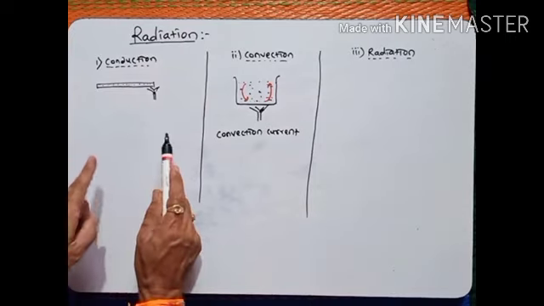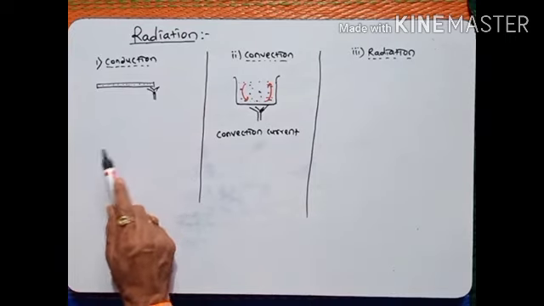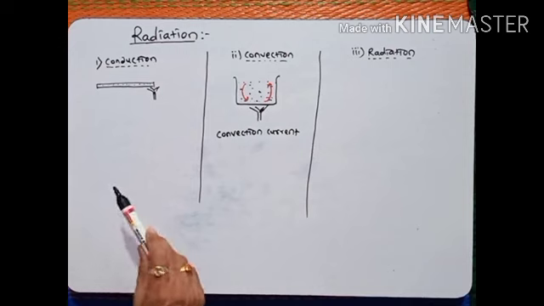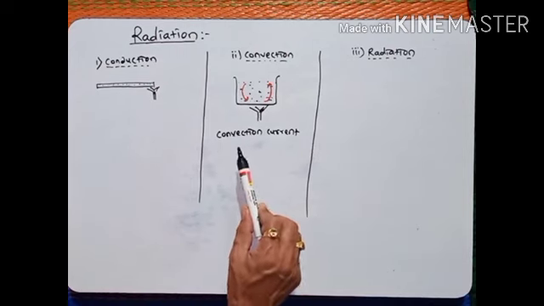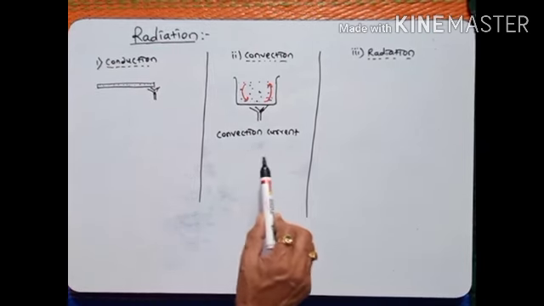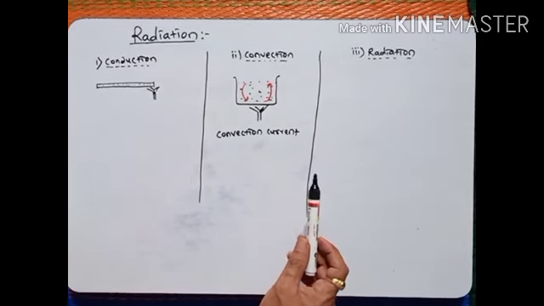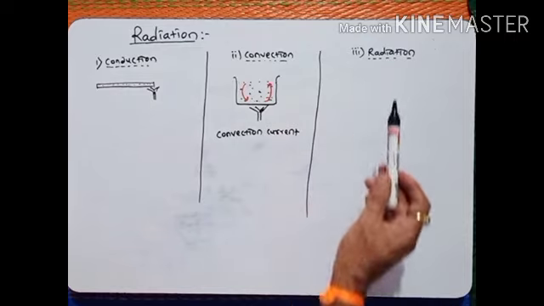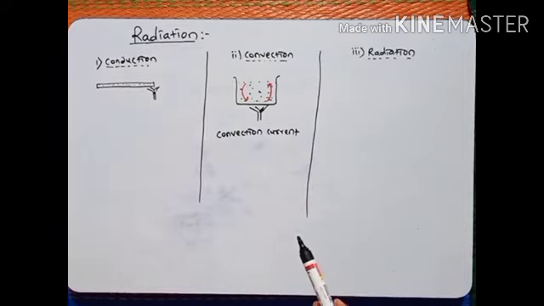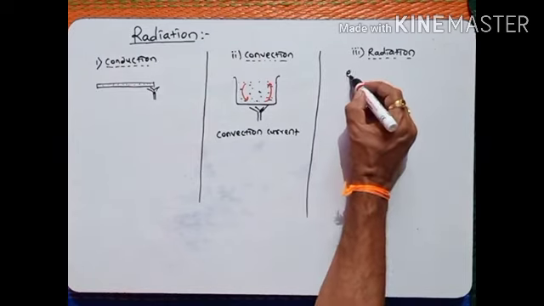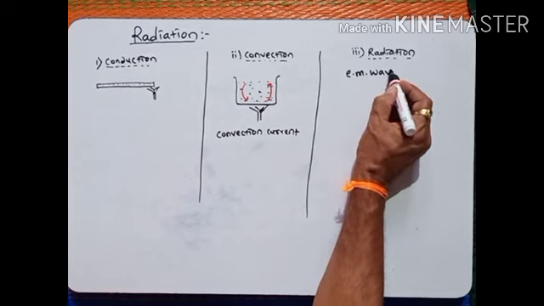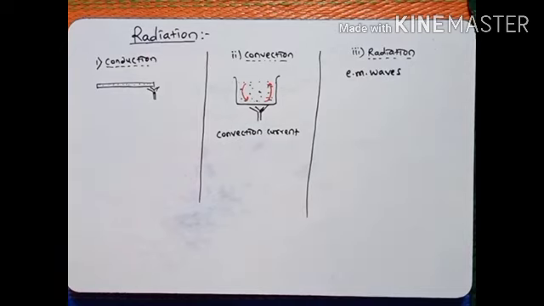In conduction, a medium is necessary, but there is no actual displacement of the particles. In convection, a medium is necessary, and there is also actual displacement of the particles. Now we consider the third way of transfer of heat. We call it radiation. Here, heat energy is radiated from one place to another in the form of electromagnetic waves. This way we call radiation.